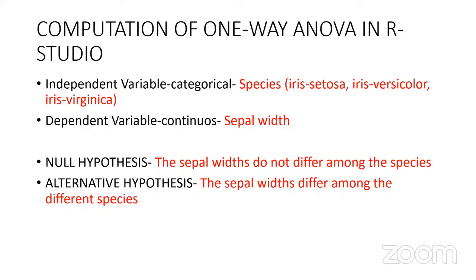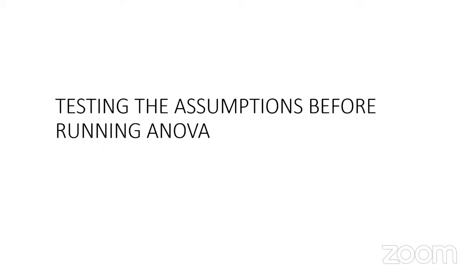So the null hypothesis was that the sepal widths do not differ among the species, and the alternative hypothesis was that the sepal widths do differ among the different species. Now, as we know, the independent variable should be categorical, which it is, and the dependent variable is continuous. Okay. So before we run the ANOVA, we have to test the assumptions for the current data set, whether it is meeting the assumptions of ANOVA.